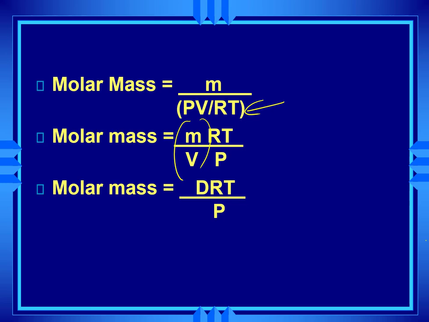Density times R times T and P. So three things affect the density: the molar mass, how heavy each piece is, the temperature, and the pressure. Warm air rises because when the temperature goes up, the molar mass has got to stay the same, so the density goes down. Less dense, it rises. That's why this equation explains why warm air rises and cold air sinks.